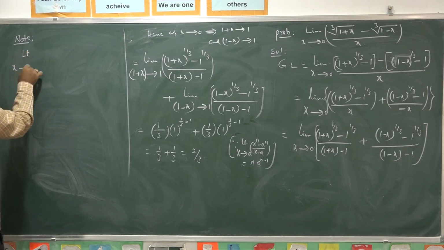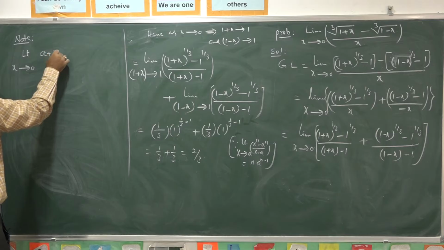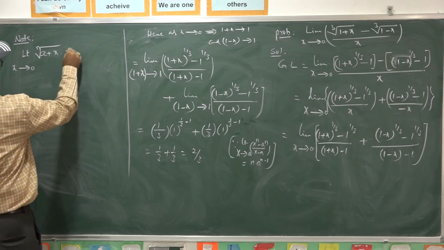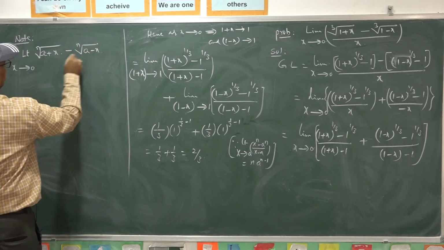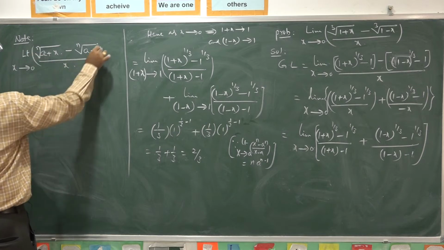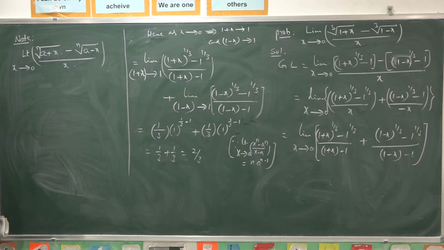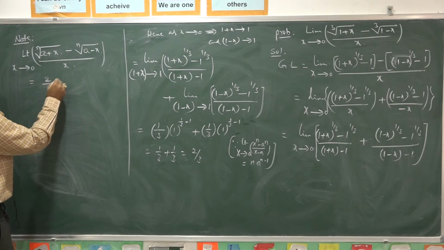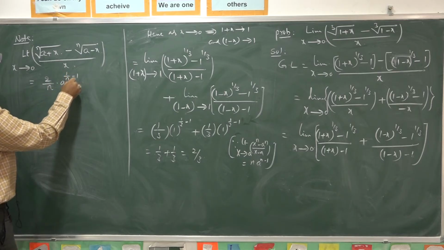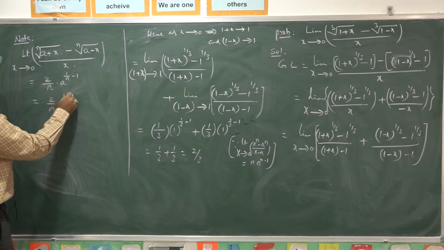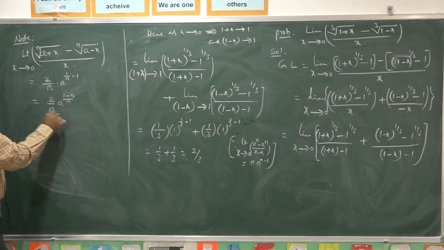Limit as x goes to 0, nth root of (a plus x) minus nth root of (a minus x) by x, where n is a positive integer, may be written as 2 by n into a power 1 by n minus 1, or 2 by n a power (1 minus n) by n. This is our formula.